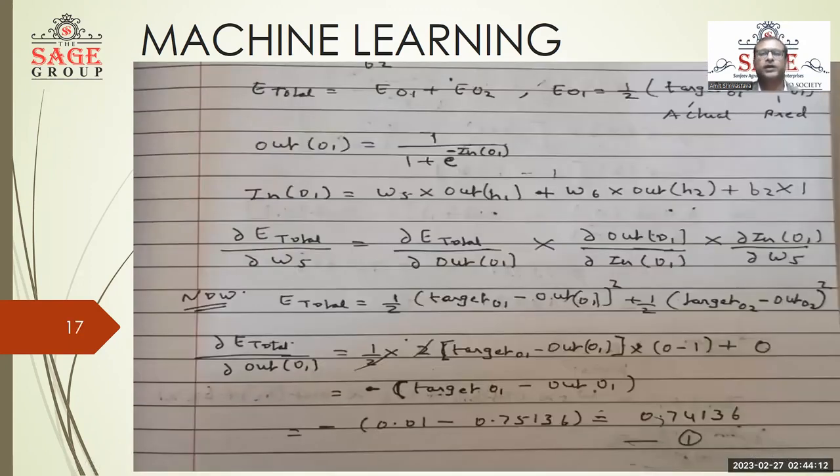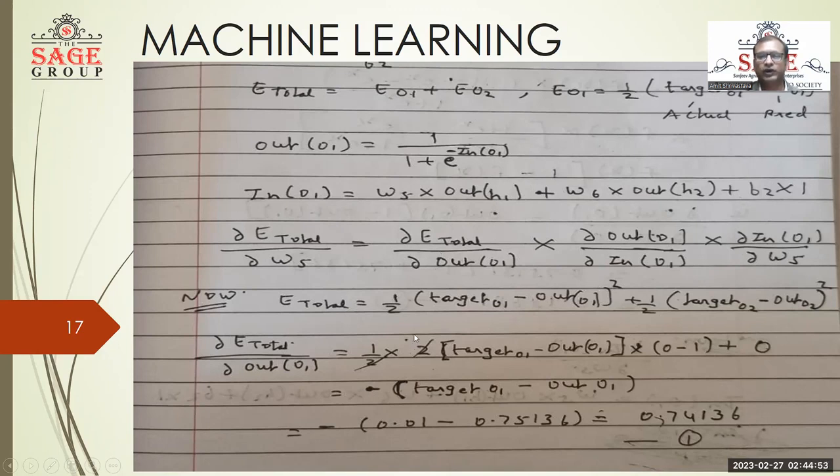Okay. Now, E total is half of target O1, that is my actual output which is coming from O1, minus out O1, that is my predicted O1, the whole square, plus half into target O2 minus out O2, the whole square, right? Now, when I do the del E total upon del out O1, then what will happen? When I partially derivate this with out O1, what I'm actually calculating is the first term, del E total upon del out O1, right?